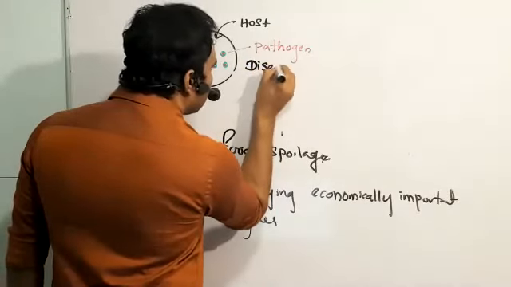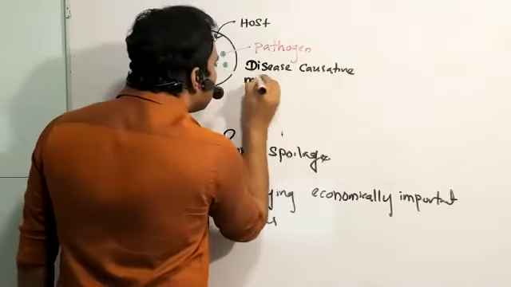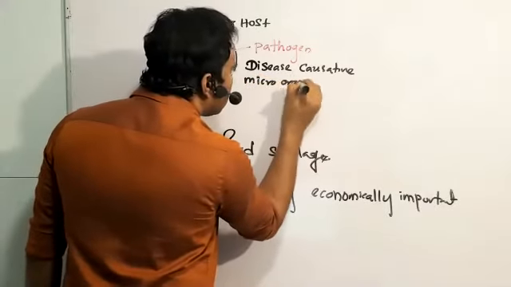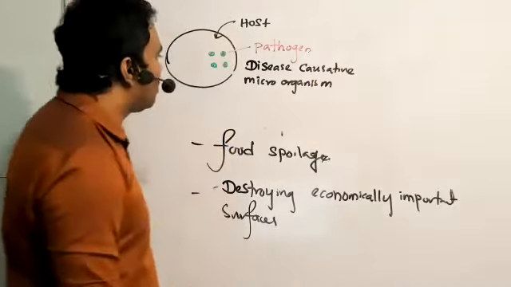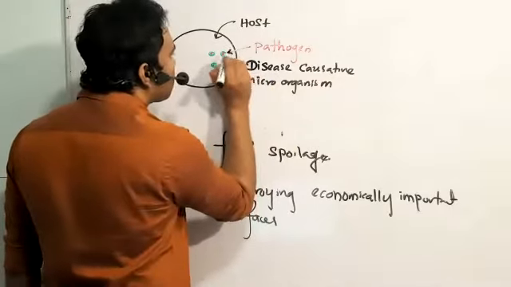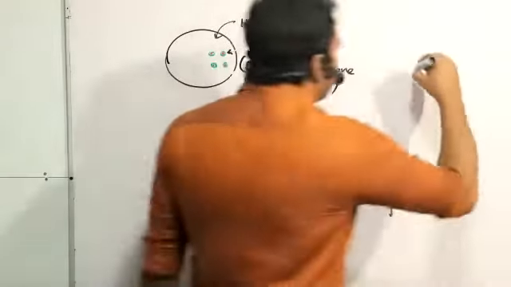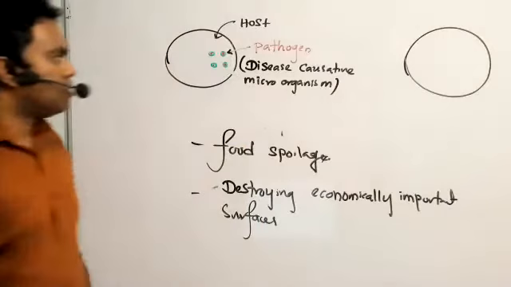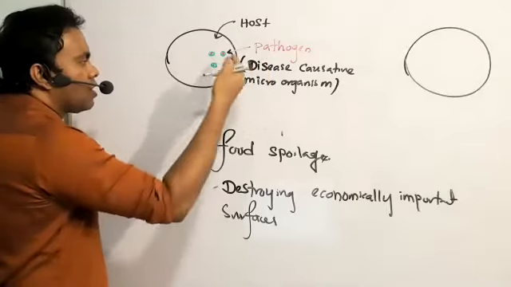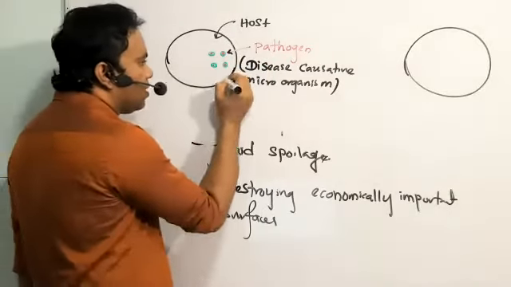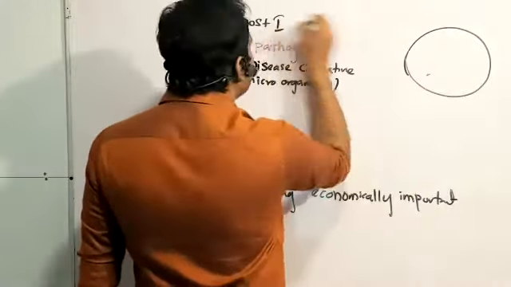Disease causative microorganism. Pathogen, or disease causative microorganism. Here's another host. Now Nadika has fallen ill; this disease causative microorganism has infected Nadika. Here's another host, Pabasara. Okay, so this is host 1, host 2.